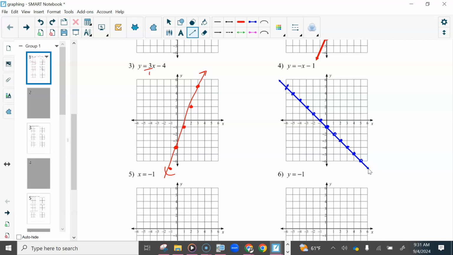Your line should look very similar to this. It should start at negative 1, so your y-intercept was shifted down 1. And then your slope was reflected, so you should be going down 1 to the right 1 as many times as possible, and up 1 to the left 1 as many times as possible. Ignore this little arrow up here. For 5 and 6, your koi box is going to come back into play.